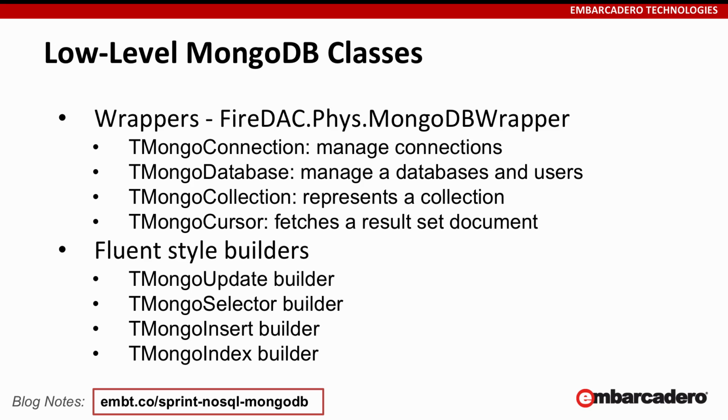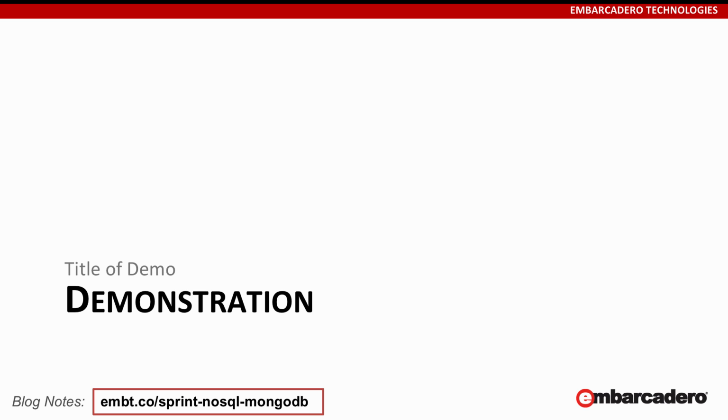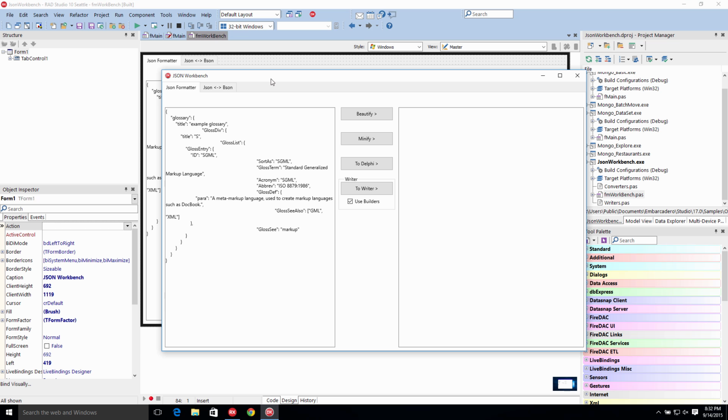We have these new Fluent style builders. So Fluent, you'll see the example code, it's a coding format, if you will, a coding style to build these updates or selectors or inserts, or indexes, etc. Okay, so now let's have a quick demonstration. The first sample I'm going to show you here is the JSON Workbench.